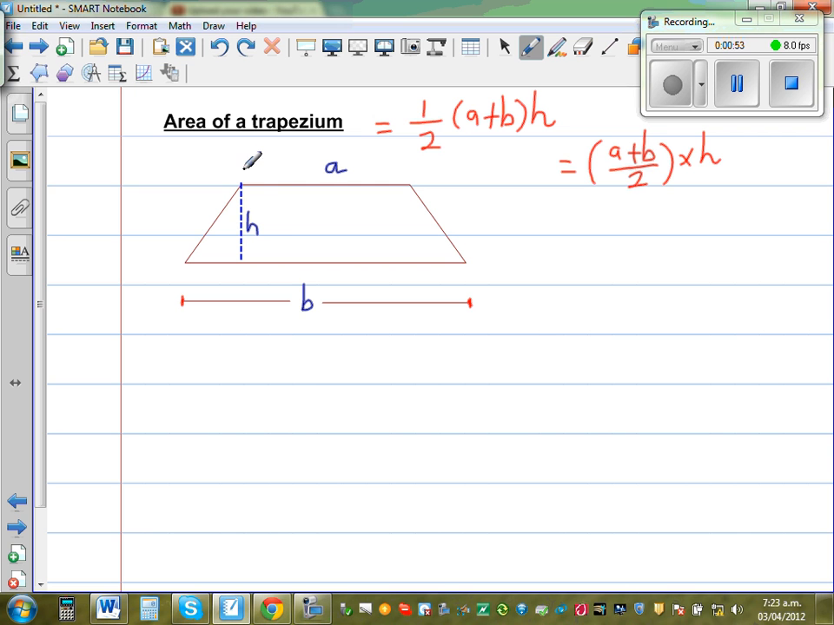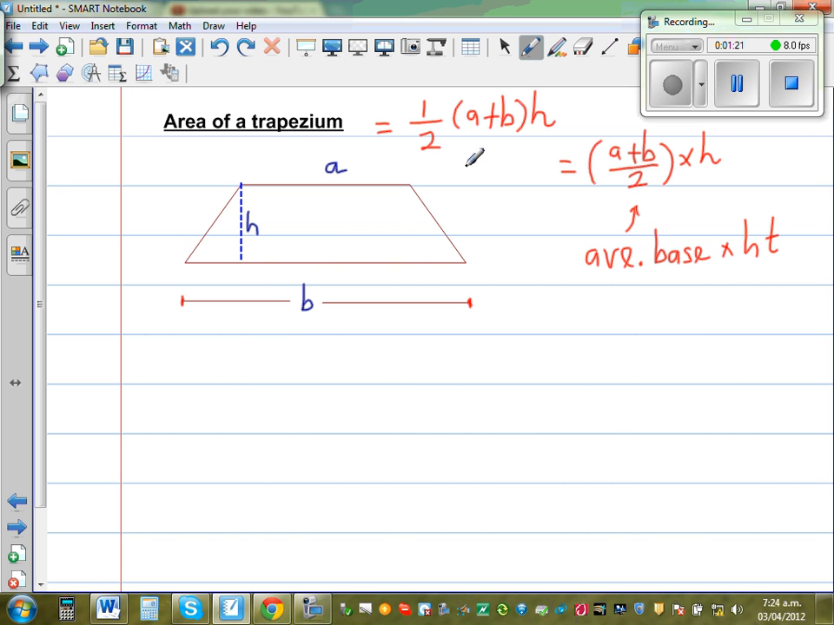So basically this is nothing but the area of a rectangle. Okay, so this is a slightly modified form of the area of a rectangle, which is base times height. So instead of saying base, this is the average of the base. So I'll write it like this, average of the base, and this is your height.